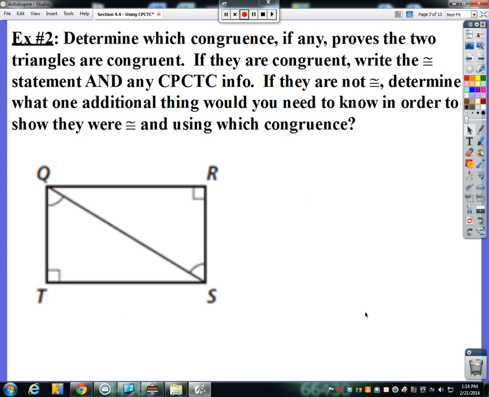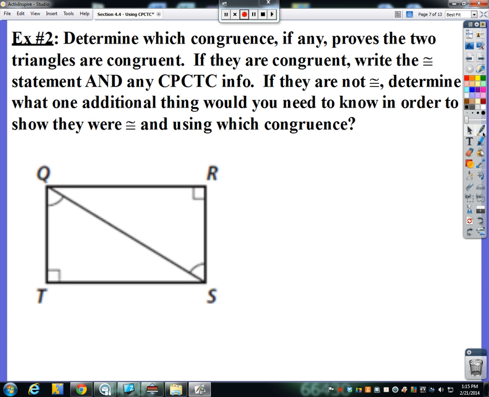So for number 2, it says determine which congruence, and by congruence they mean shortcut, if any, proves the 2 triangles are congruent. If they are congruent, write the congruency statement and any CPCTC information. If they are not congruent, determine what one additional thing you would need to know in order to show that they were congruent, and using which shortcut you would then be able to use.